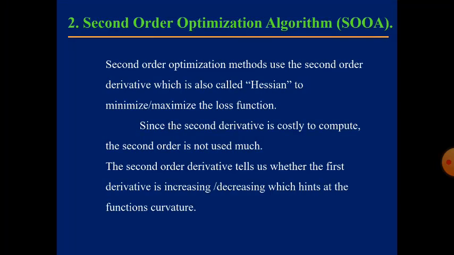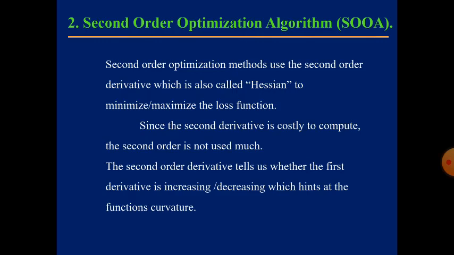Coming to the second one, the second order optimization algorithm. The second order optimization algorithm is somewhat expensive to use or to compute. Since the second order optimization is expensive, it is not used much. The second order derivative also tells us whether the first order derivative is increasing or decreasing. And here the second order optimization algorithm is also called the Hessian algorithm to minimize or maximize the loss function.